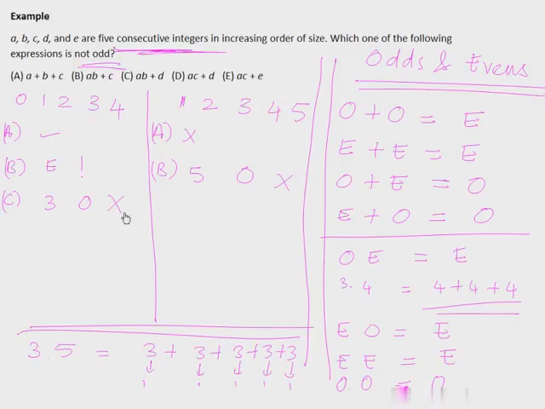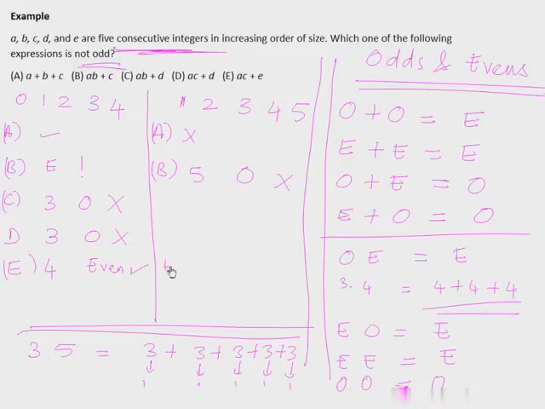AC plus D. That's 0 into 2 plus 3. Well, 0 into 2 is 0, plus 3 is 3, odd. So again, we're gone. I now know that the answer is E. Let me verify it. AC plus E. AC is 0 plus E, that's 4. So 4, that's even.